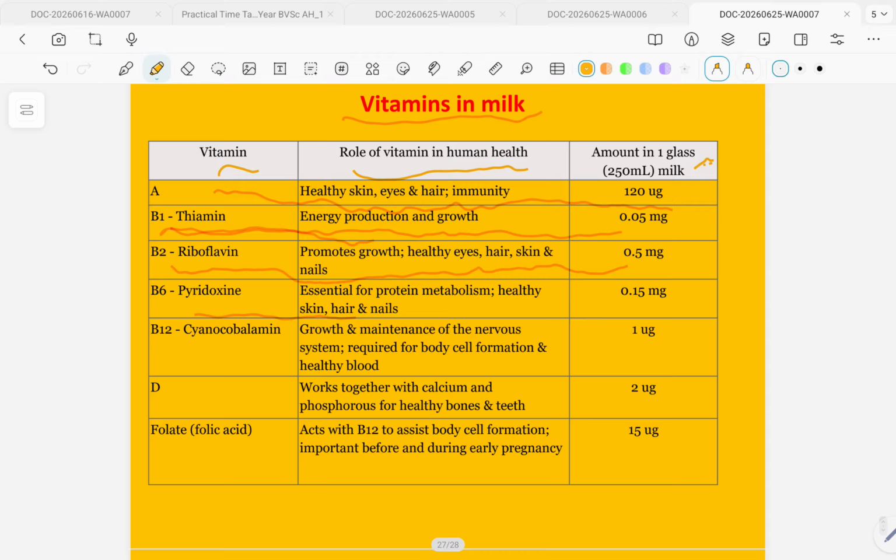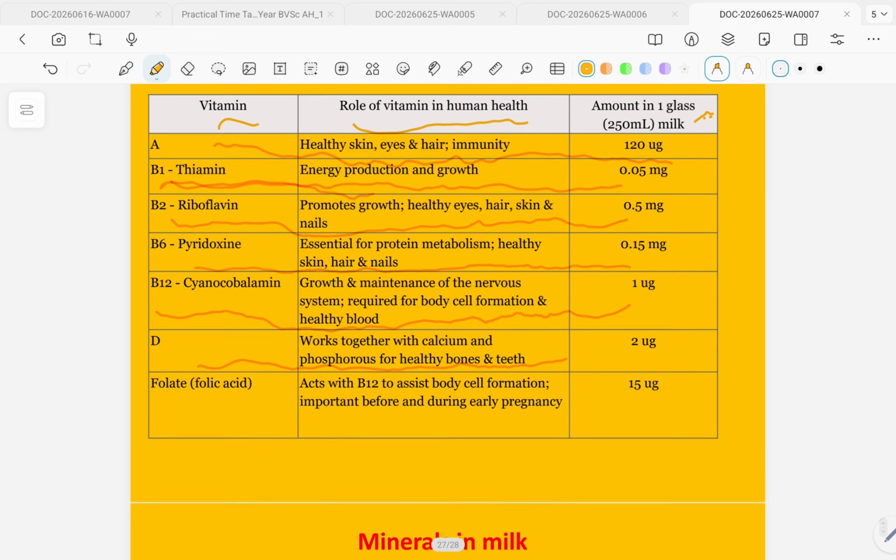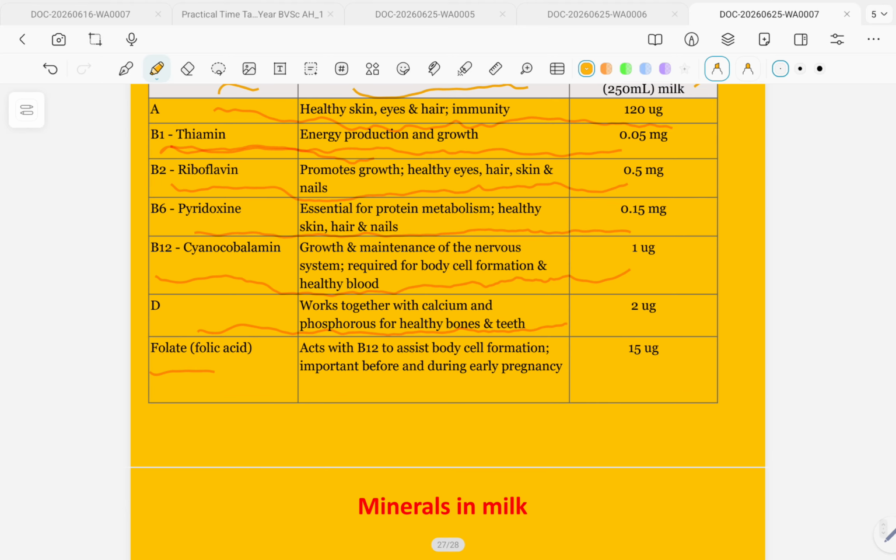B6, pyridoxine: essential for protein metabolism, healthy skin, hair, nail. B12, cyanocobalamin: growth and maintenance of the nervous system, required for body cell formation and healthy blood. D: works together with calcium and phosphorus for healthy bone and teeth. Folate, folic acid: acts with B12 to assist body cell formation, important before and during early pregnancy.